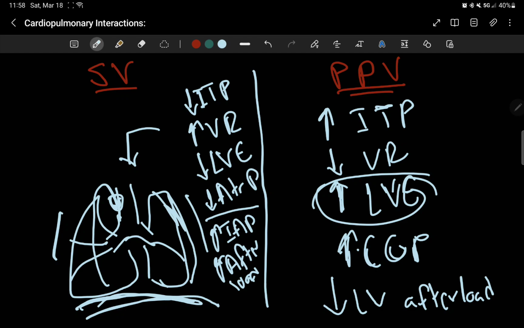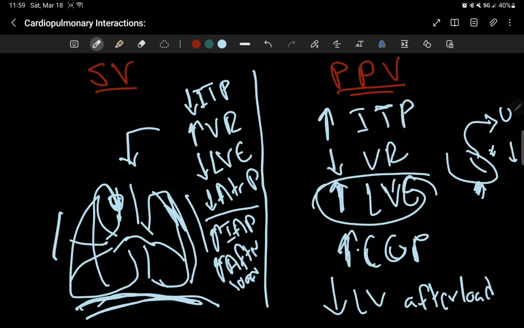Quite the opposite of what happened here, right? So basically, you give them pressure, there's an increase in intrathoracic pressure that compromises the venous return. Imagine putting external pressure on the left ventricle to help more with the ejection, which leads to an increase in cardiac output and a decrease in the left ventricular afterload.